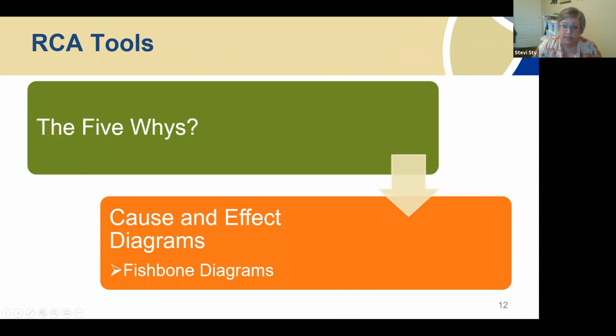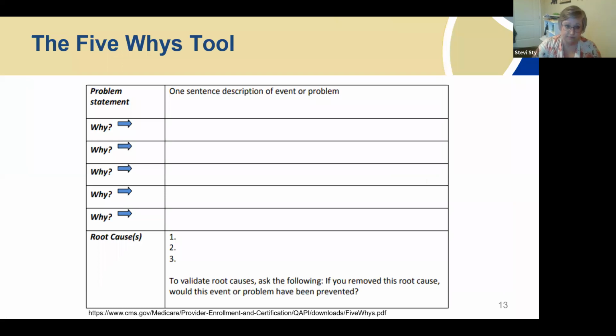So the RCA tools I wanted to talk to you about today are the 5 whys, and then also cause and effect diagrams or fishbone diagrams. So next slide, please. This is a quick overview of the 5 whys tool.